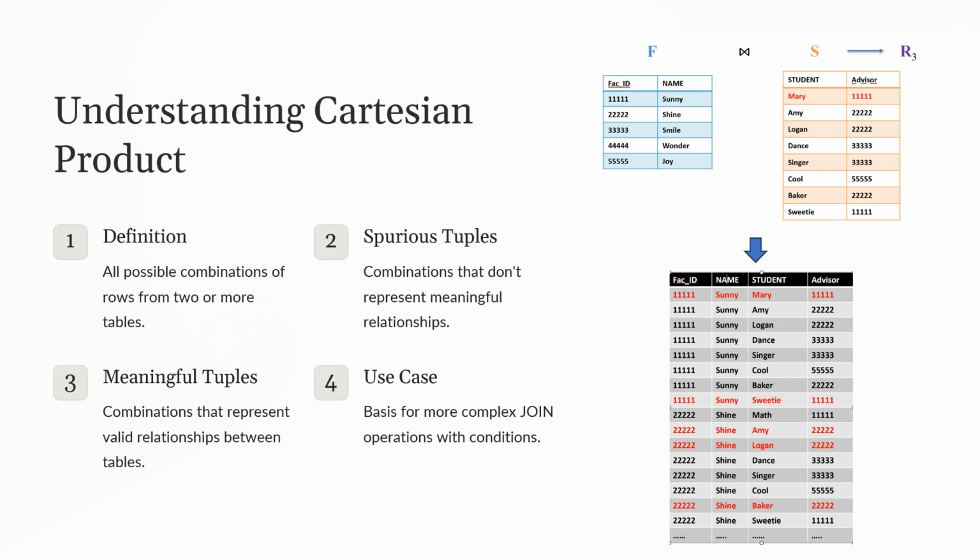So we can merge the two tables by primary key and foreign key. In this way, we will filter with the join on, and we will get the meaningful relationship data. So use Cartesian product with caution. Always apply a condition to avoid meaningless row combinations.